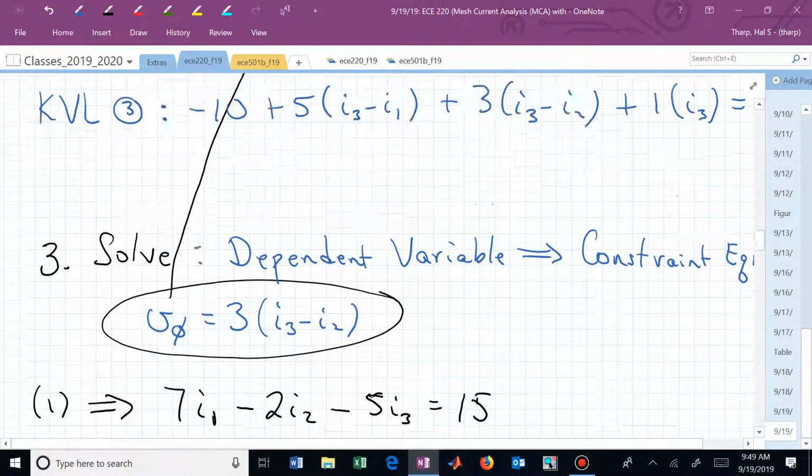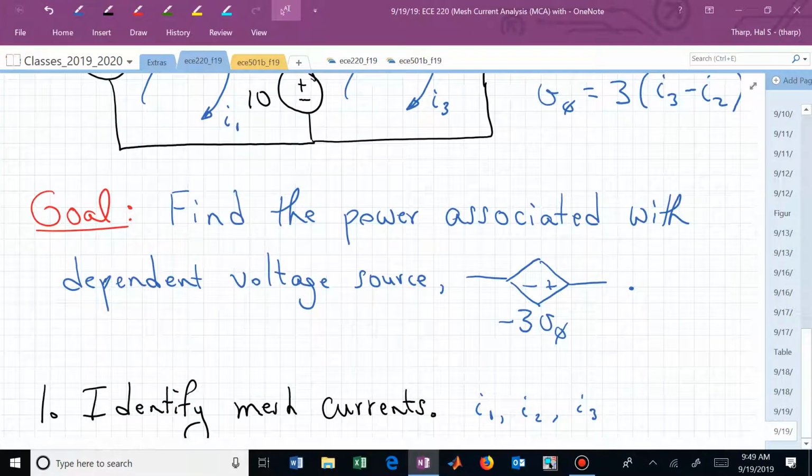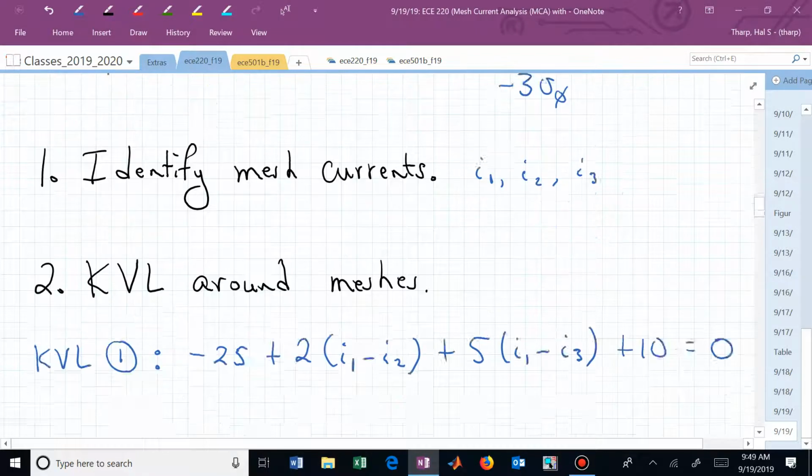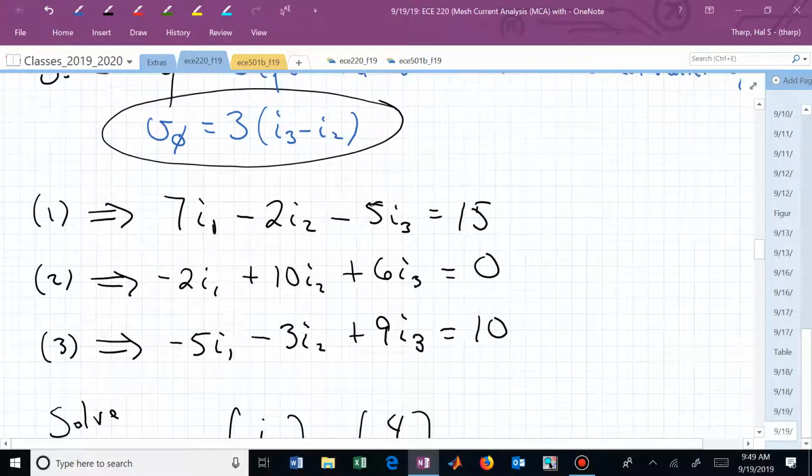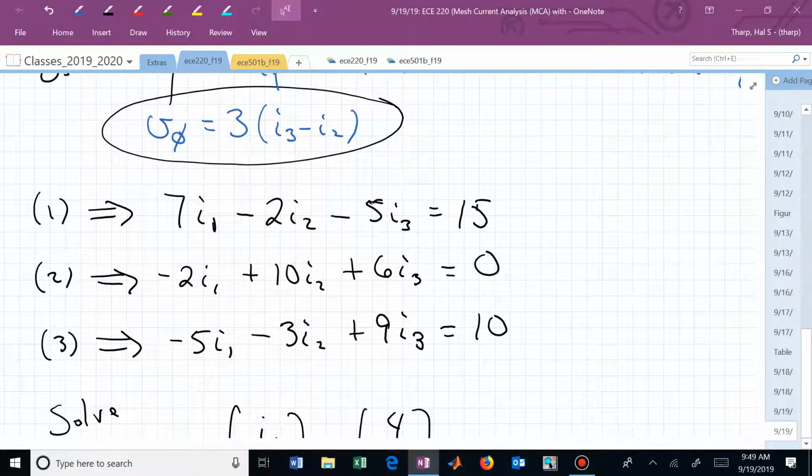What were we after? Our goal was to find the power associated with that dependent source. If we plug this into a calculator, what would we have? What are the dimensions of the calculator? The dimensions of the calculator are about 3 inches by maybe 7 or 8 inches. But we need matrices, don't we? So we're talking about units of matrices.